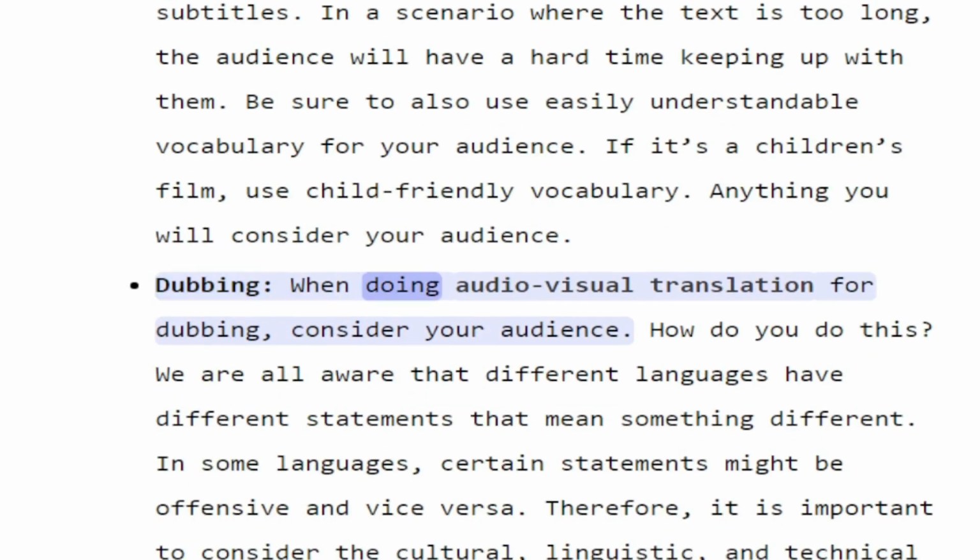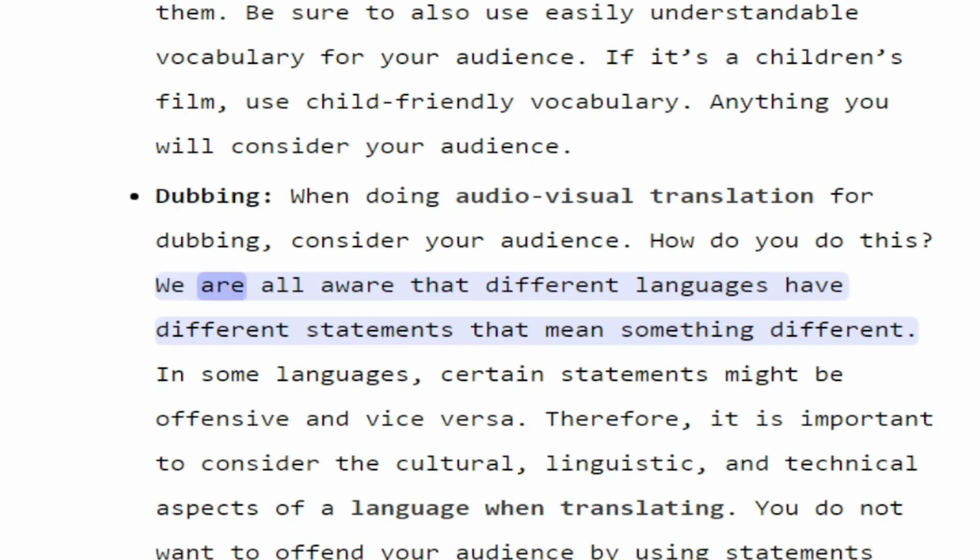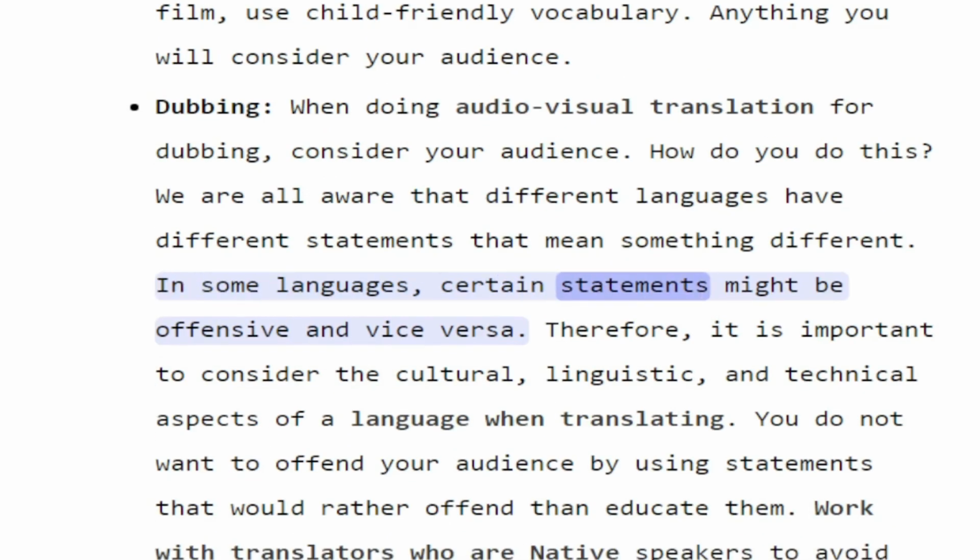Dubbing. When doing audio-visual translation for dubbing, consider your audience. How do you do this? We are all aware that different languages have different statements that mean something different. In some languages, certain statements might be offensive and vice versa.